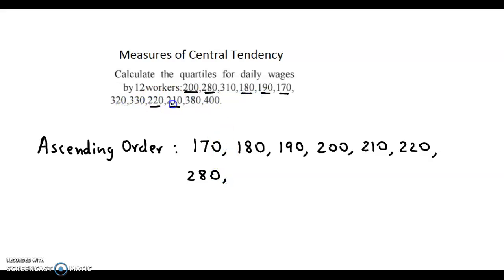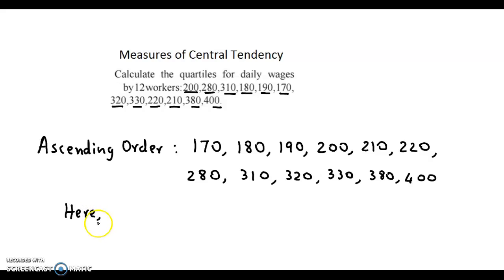Next would be, now we don't have 290, 300 is not there, so we have 310. Then 320. Next is 330. Then 380 and lastly 400. So we have 12 observations, 1, 2, 3, 4, 5, 6, 7, 8, 9, 10, 11, 12. So here the number of observations, that is n, is equal to 12.